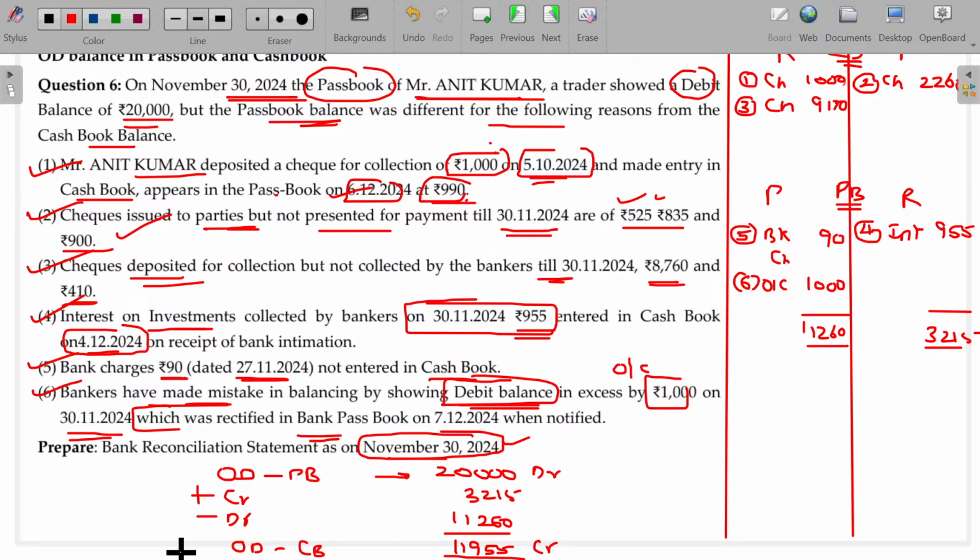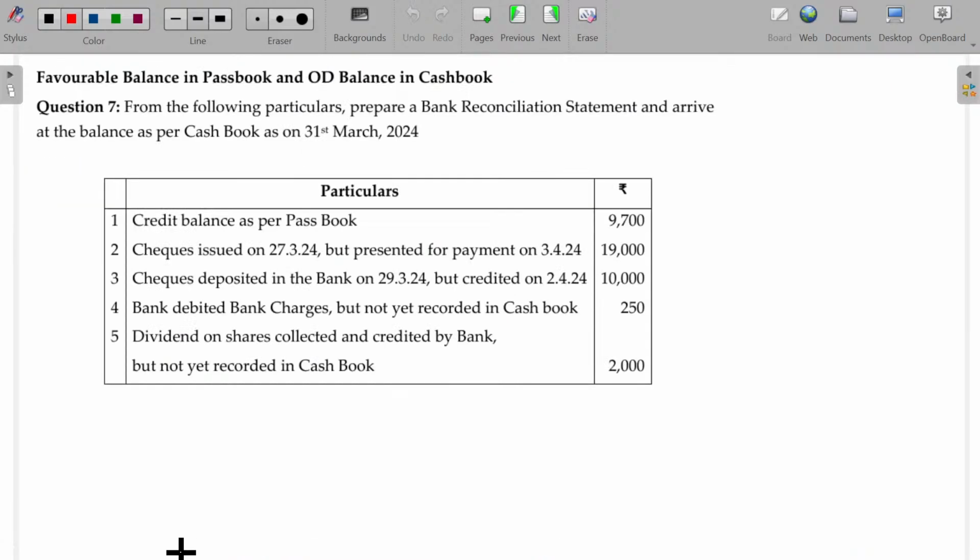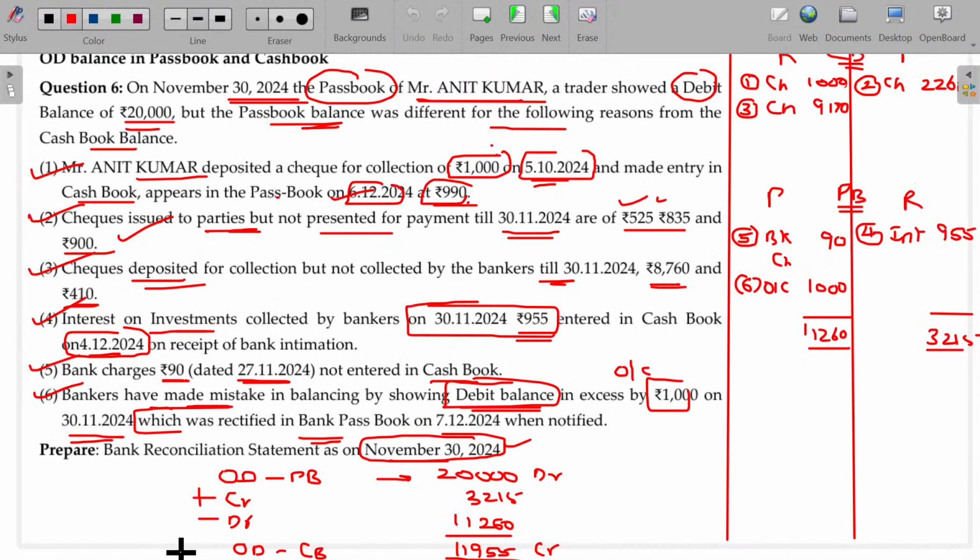Shall we move on to the next one? Clear? Question number 7. Online students, come on, text me. You can try the 7th one. Others, make it faster.